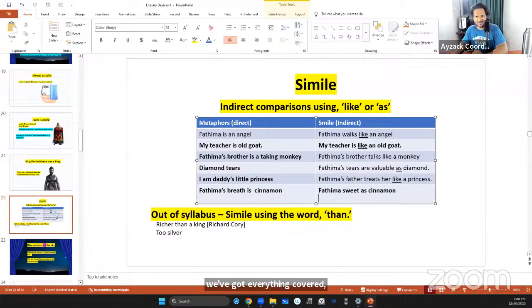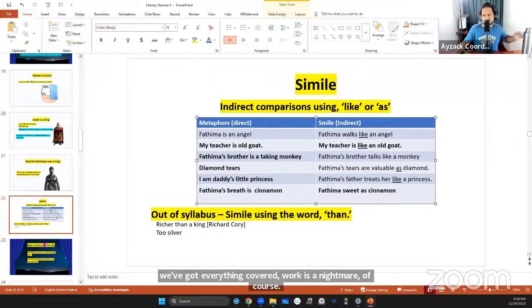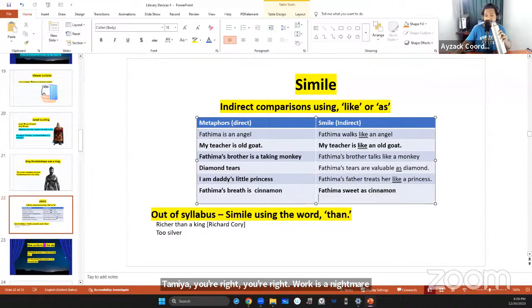Of course, Fahmida, you're right. Work is a nightmare is definitely a metaphor. Well done. And what's going on, Rukhaya? Glad you're here. Blind as a bat again is a simile. Well done. Food is happiness. That is a metaphor. Yes, happiness is a noun, right? Happiness is a noun. Food is a noun. Food is happiness is a metaphor. White as snow, you guys know, right?